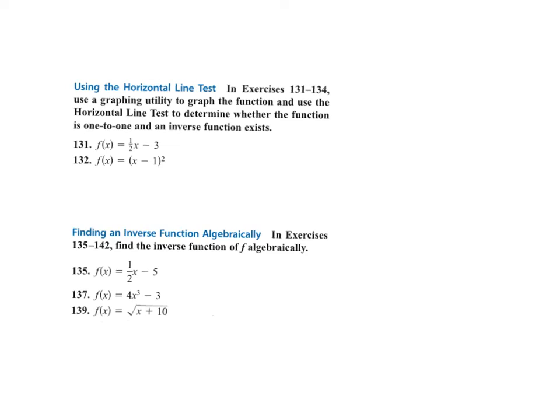But I should be looking to see if, remember, a horizontal line. My x is squared. It's going to fail my horizontal line test. So in this case, 132 would not be 1-to-1, but 131 would. And then 135, you're actually finding the inverse. So that would have been where you change it to y, switch the x's and the y's, and then solve for the new y. Questions on any of those?